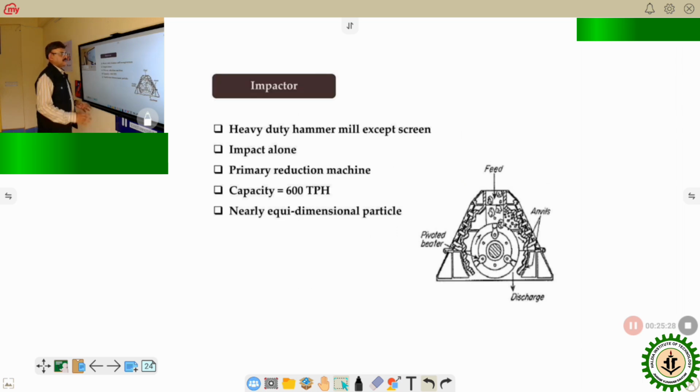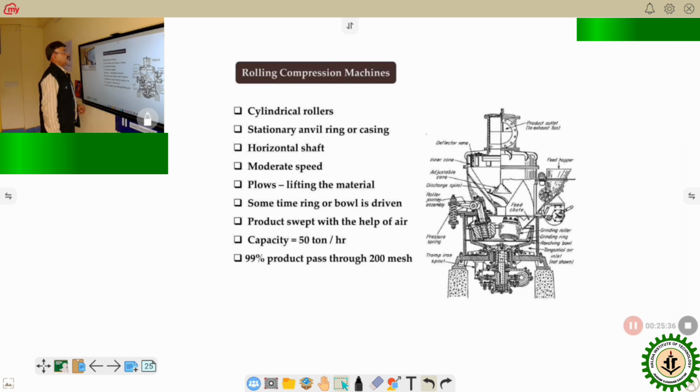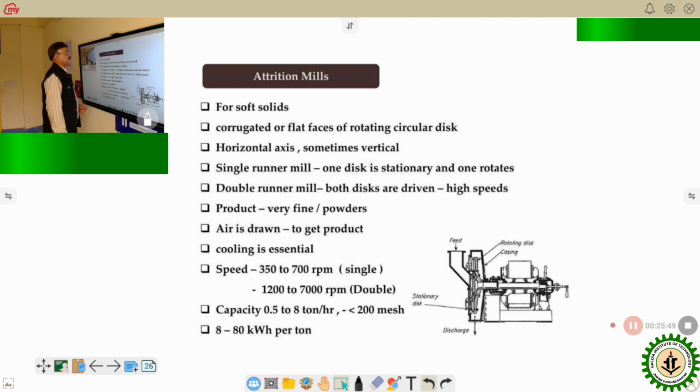Impact, by the action of impact. This is called the impact when the material is tightly held. Next is the rolling compression machine. This is another one, where the crushing head is rolling. This is actually a different design of the crushing unit.